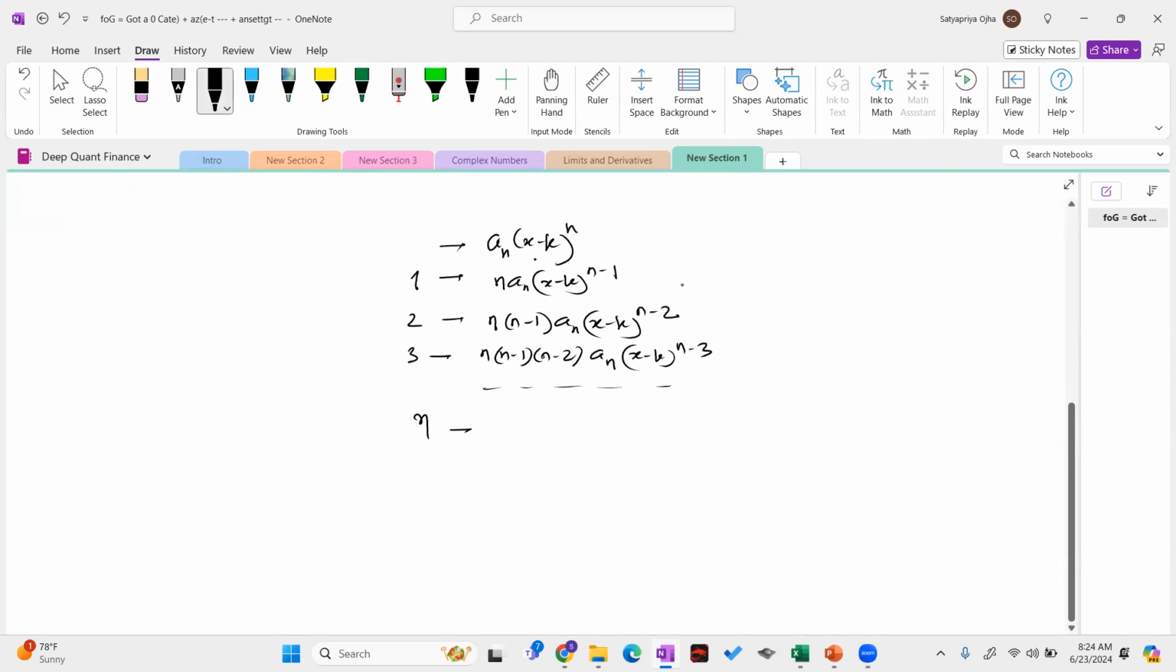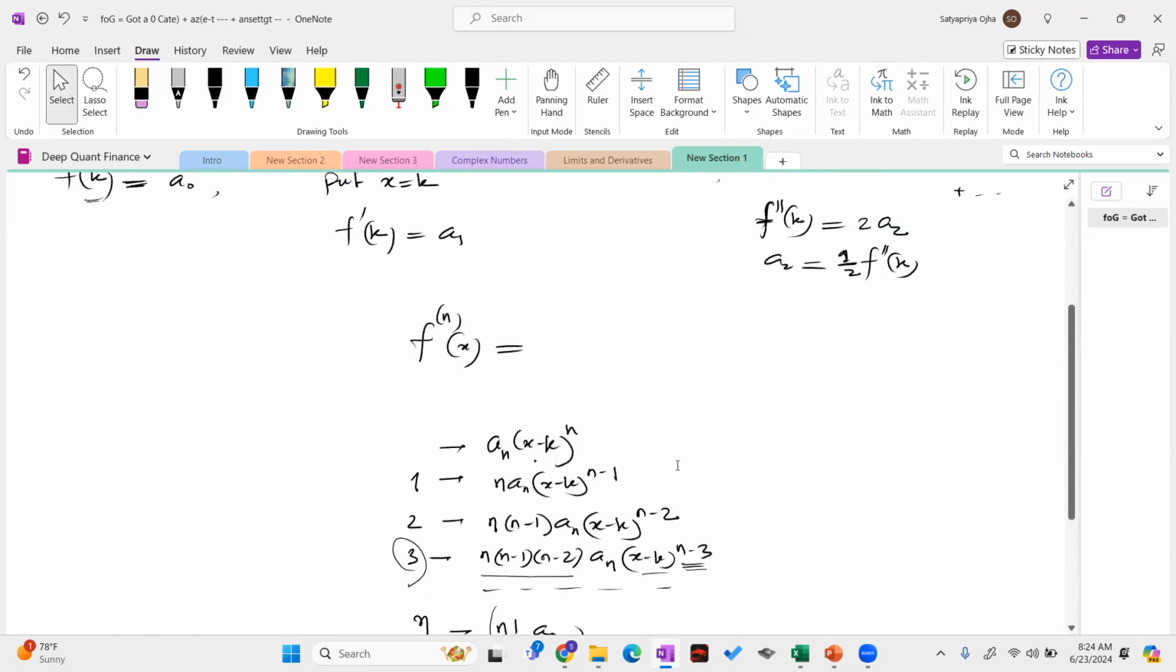What will I have here? Will it not be n factorial? Because look at this, it will go till 1, right? And then we have a n. The third term has n minus 3, so the nth term would have n minus n. n minus n is 0. Anything to the power 0 is 1. There is no x. x will vanish. Just at the nth differentiation, you'll have this.